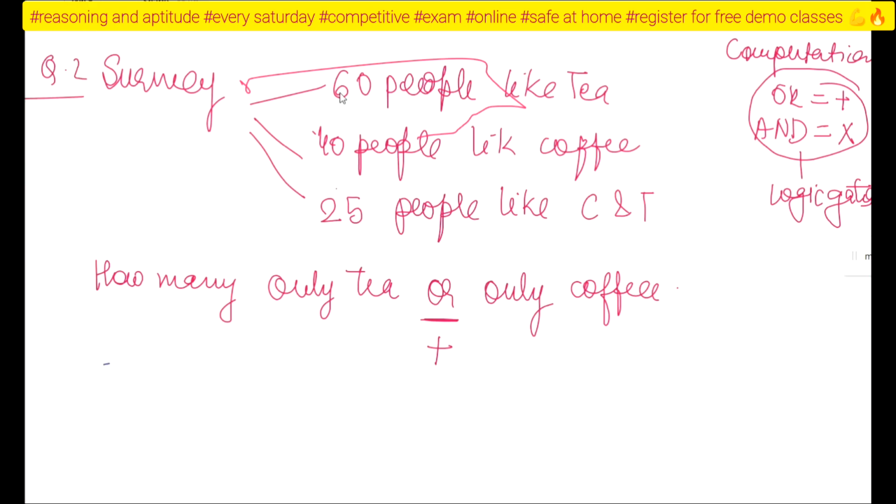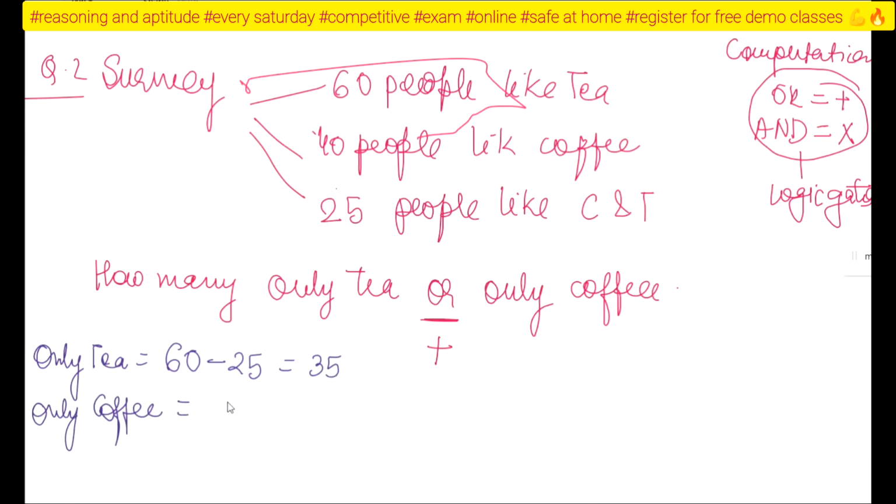Now see, coffee is 40 people, 60 is your tea people, and 25 like both. So if I ask only tea, then how can I do it? I will minus. So 60 minus 25, what will be the answer? 35 people. That 35 people only like your tea. Now only coffee. Coffee will be what? 60 minus 40. So it will be 20.